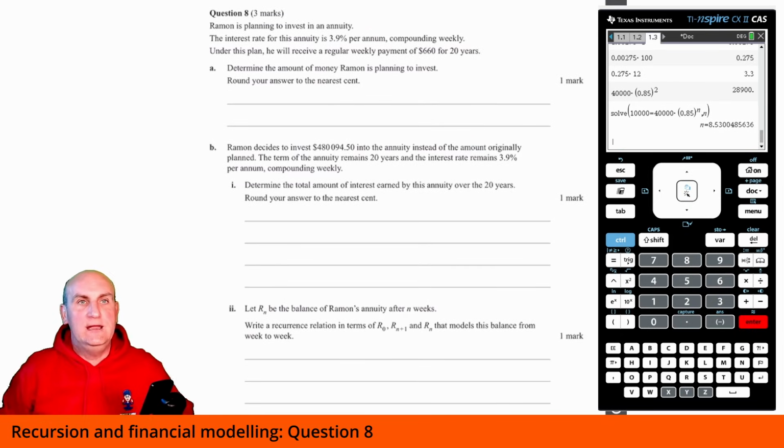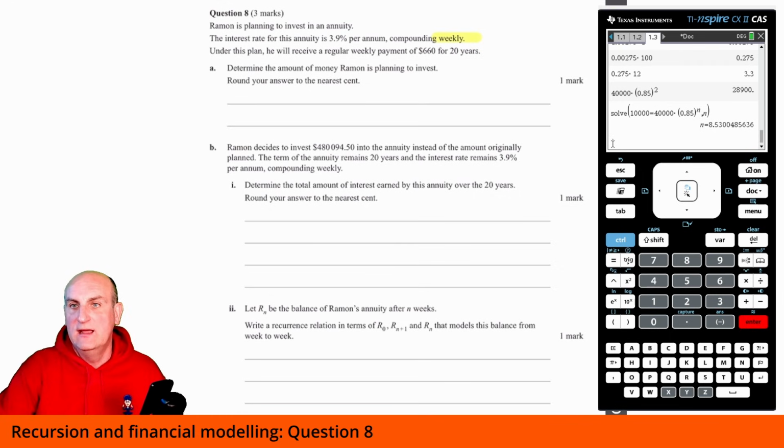Question number 8 already. Ramon is planning to invest in an annuity. The interest rate for this annuity is 3.9% per annum, compounding weekly. Now, again, if this was me, I would be putting weekly in highlighted, just so I know. Under the plan, he will receive a regular weekly payment for 20 years. Determine the amount of money Ramon is planning to invest.